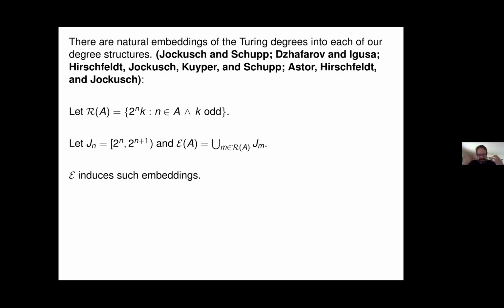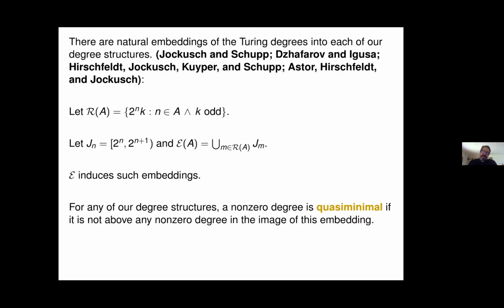It's pretty natural, right? It is the idea of just taking information in a set and spreading it out very redundantly. One thing that these embeddings lead to is an interest in a notion of quasi-minimality. This is something that comes up in other settings where you have Turing embeddings, like into the enumeration degrees, for example. A non-zero degree in any of these structures is quasi-minimal if it's not above any non-zero degree in the image of this embedding. So if you look only at the image of this embedding, there's nothing but minimal in that sense.